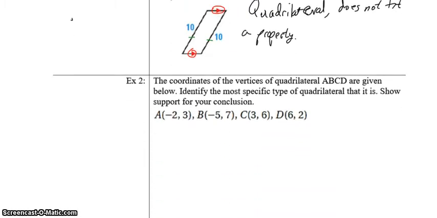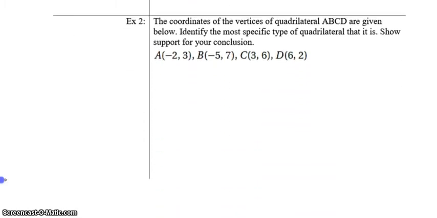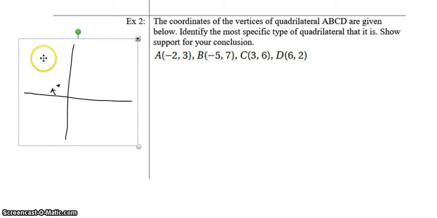Now, other kinds of things we do is stuff like this. So, here we've got the coordinates of a quadrilateral. Now, if you want to graph that, you can. I'm just going to do a quick sketch. So, -2, 3, here is A. -5, 7 would be about here. 3, 6 is about here for C. And D is somewhere about here.